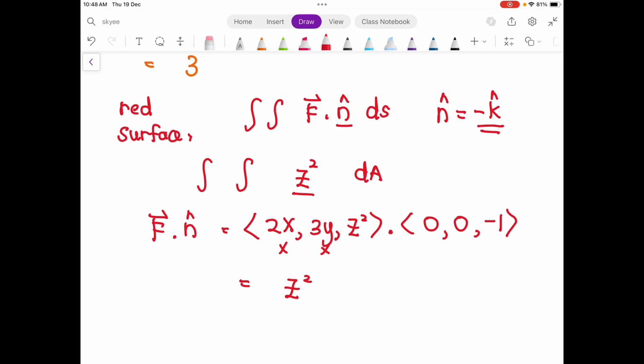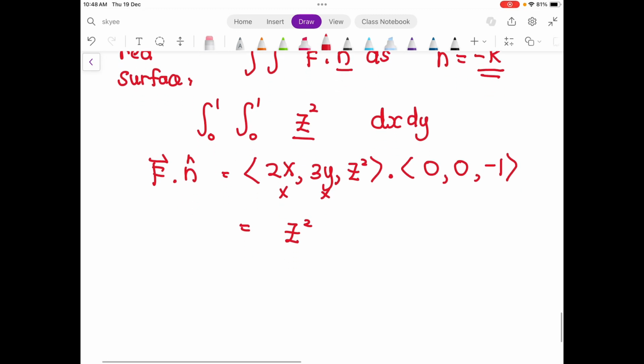Okay, so now you define the interval for this one. So this one would be dx dy, right? So dx dy both from 0 to 1, 0 to 1. So all the plane, they are the same size. Okay, so you can press calculator.